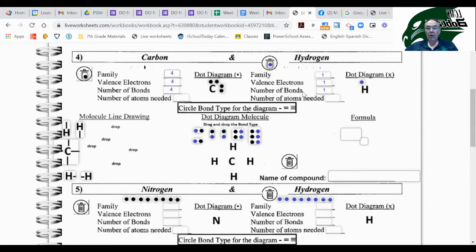Okay, now for the number of atoms needed, we can crisscross the oxidation numbers. We can take this 4 and put it down over here by the hydrogen. We can take this 1, the oxidation number of hydrogen, and put it down over here. So that tells us we need 1 carbon in this molecule, and we're going to need 4 hydrogens. And we see that they're going to be single bonding because I said in the instruction video to circle the smallest number of bonds, which would be 1.